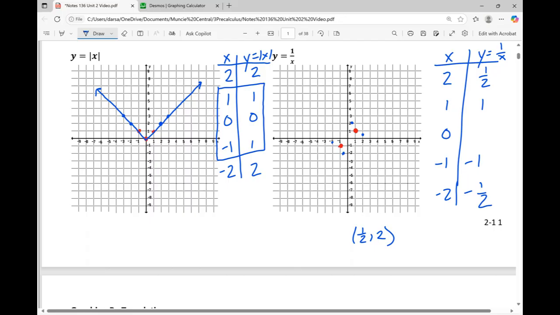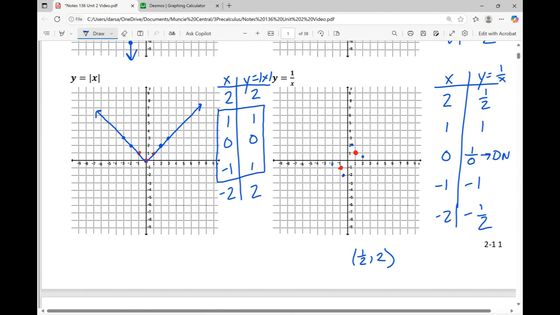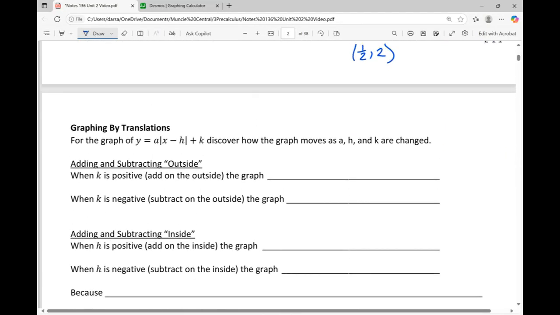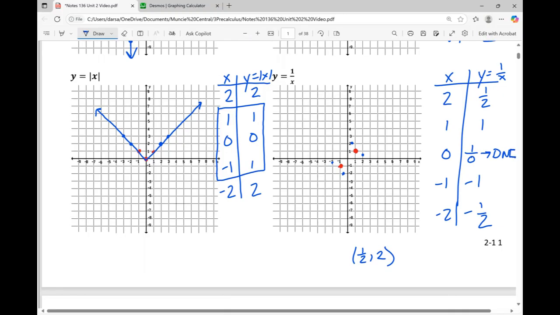But I notice I've kind of ignored 0 here. So let's think about 0. What happens if we flip that over and we do 1 over 0? What's wrong with that? Right, you can't divide by 0. So we've seen that already several times this year. So that gives us that does not exist. Oh, now you silly computer. So that gives us that does not exist moment, right?